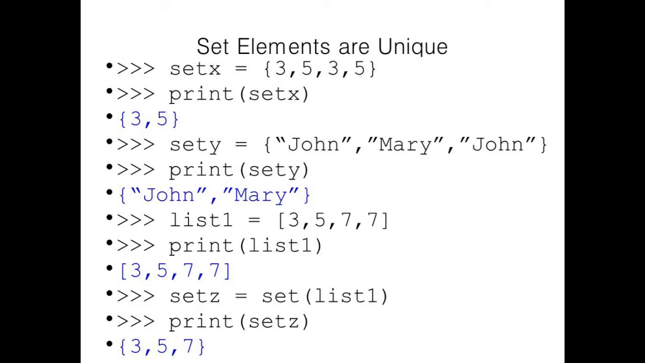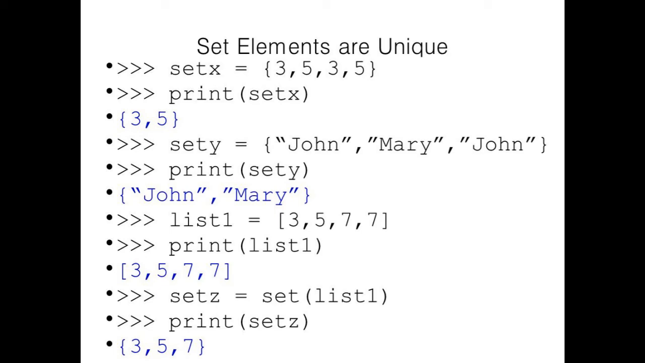Another property for Python sets is that the elements of a set have to be unique. That means you cannot have duplicate elements. Here in the first example, you're trying to initialize the set x with four elements, 3, 5, and 3, 5. Since the second 3 and second 5 are duplicated elements, that is not allowed in set, so they automatically got eliminated. So actually the values stored in the set are only two elements, 3 and 5.